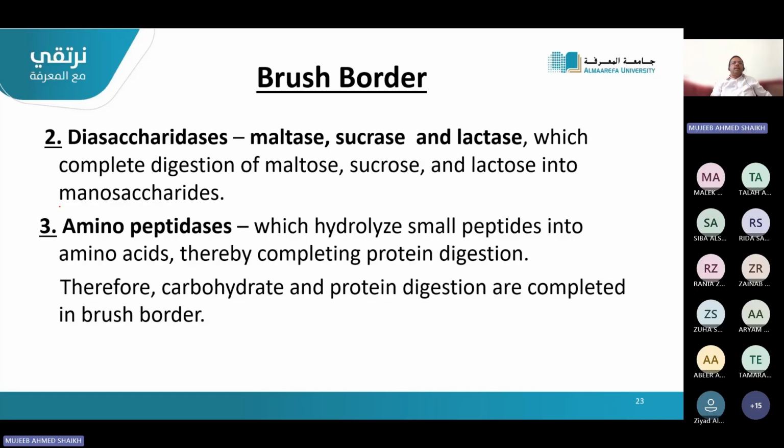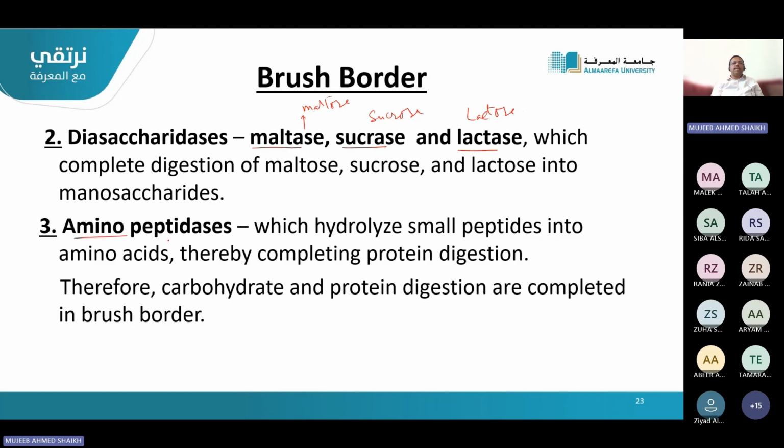Second one is disaccharidases like maltase, sucrase, and lactase. Maltase for maltose digestion, sucrase for sucrose digestion, and lactase for lactose digestion, which will convert the lactose into glucose. Okay.